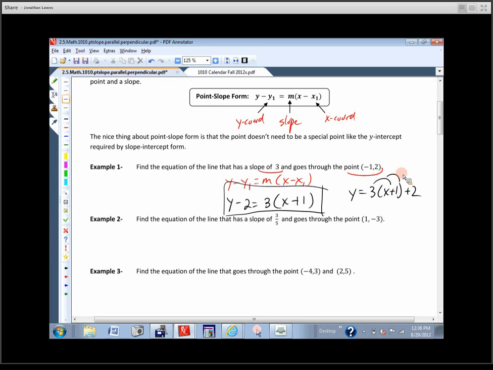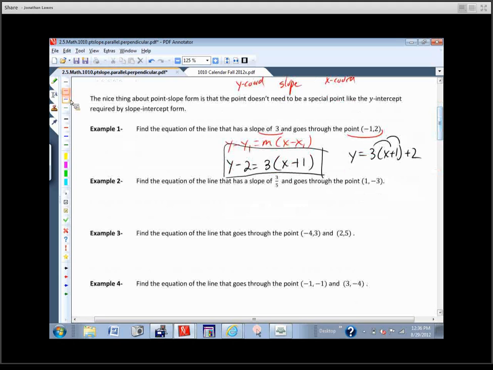Parker's correct. You could quickly put it into slope-intercept form. Questions there? It's pretty easy on this one because they're nice whole numbers. Let's take a look at the next one. So the next one says, find the equation of the line that has a slope of 3/5 and goes through that point right there.